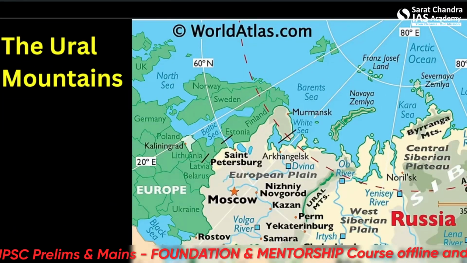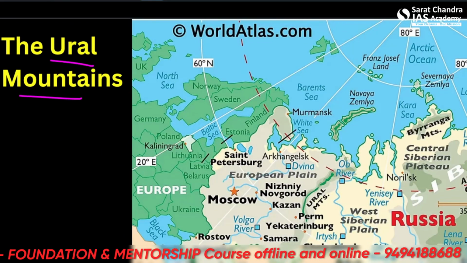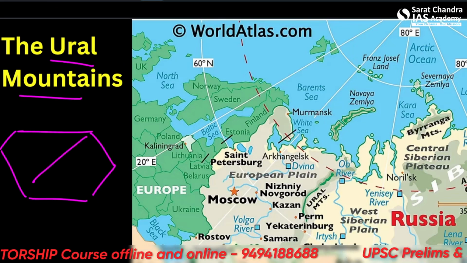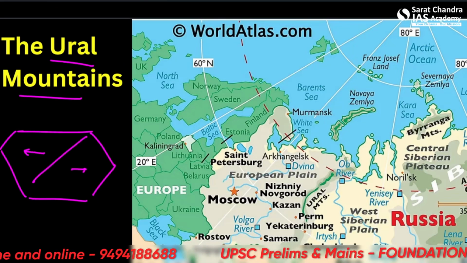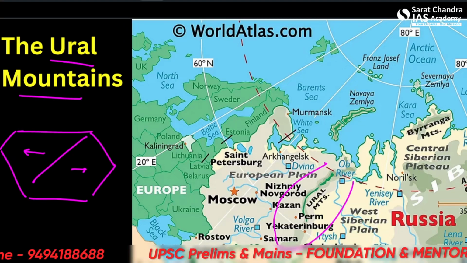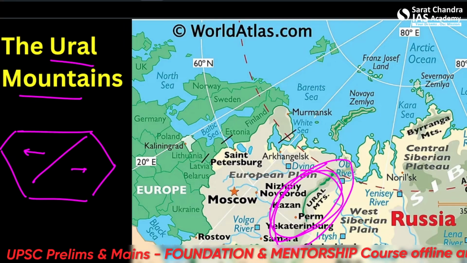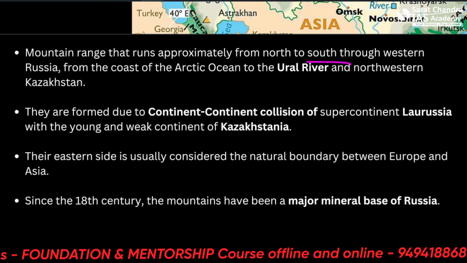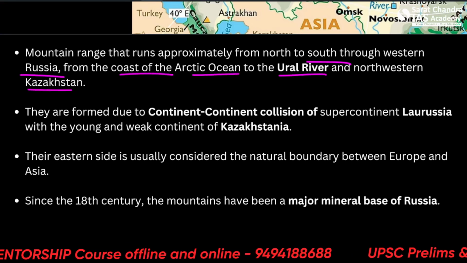Alright, some more mountains are here. These ones are the Ural Mountains. As I told you, they are located between Russia and Europe. On the map we can see them here. The Ural Mountains are a mountain range that runs approximately from north to south through western Russia, from the coast of the Arctic Ocean to the Ural River and northwestern Kazakhstan.